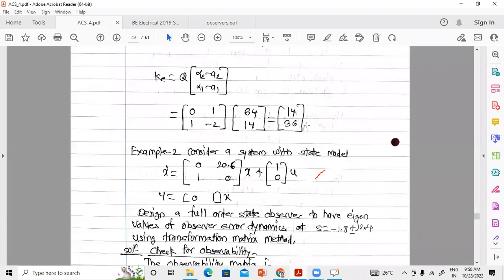Is this clear? Let me know if anything is not clear. I can repeat this. No problem. If anyone has not understood something, tell me. I will repeat this once again.